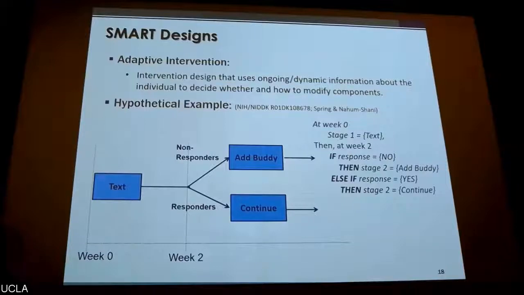Now, I want you to tell me, why is this adaptive? I just gave you the formal definition a minute ago. Why is this an adaptive intervention? Perfect, right. So you're using information. I'm happy you're with me. I'm using ongoing information about their response, their progress through treatment to decide whether and how I should change my components, right? Whether I should add another component or continue with the initial component.